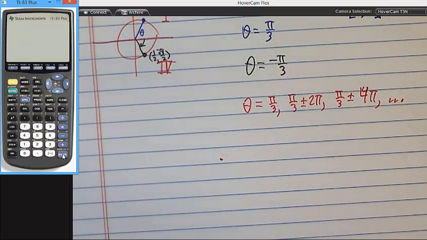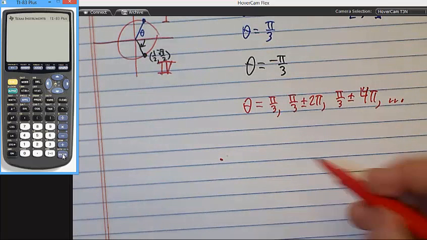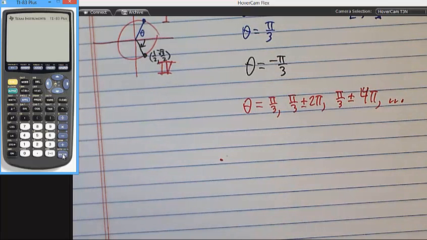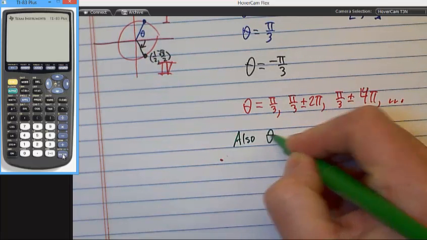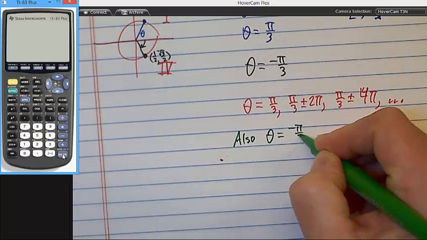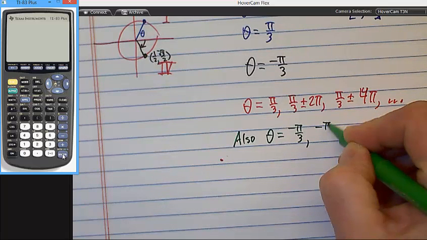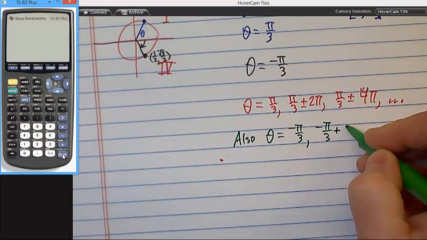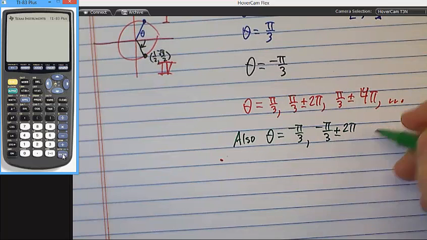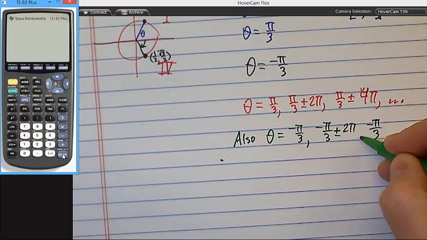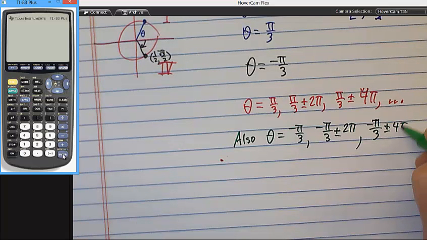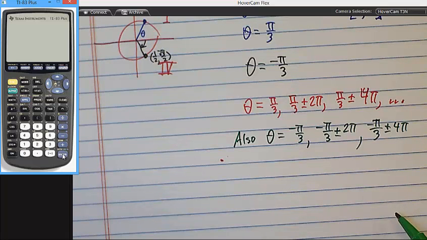And then also, I have to remember that there's other answers, because we had negative pi over 3. We have negative pi over 3 plus or minus 2 pi. We have negative pi over 3 plus or minus 4 pi. Okay? And actually, one of the things I want to say is, I still never wrote down 5 pi over 3. Or did I?